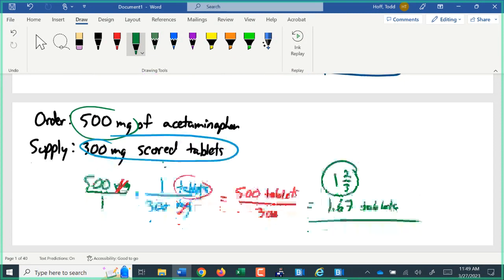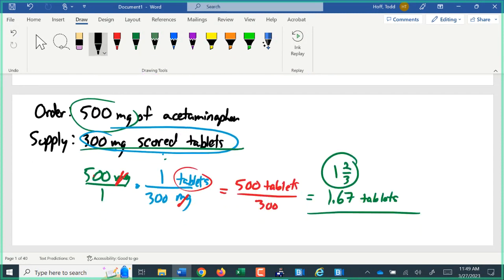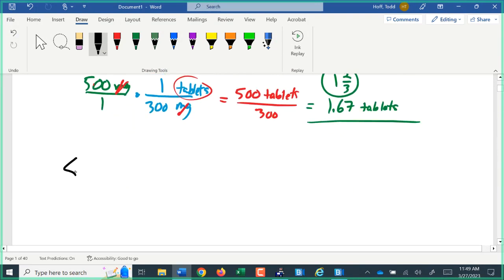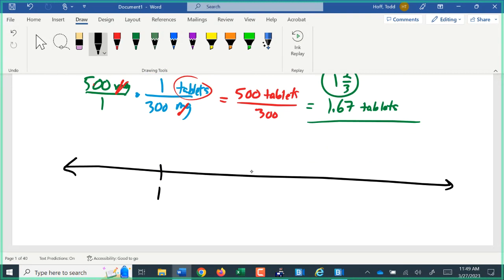So if we need to round that to the nearest half a tablet, if you recall from the first week of class, we talked about rounding as being on a number line. And so if we're rounding to the nearest tablet, the number line would be labeled to 1s. But we're not rounding to the nearest tablet, we're rounding to the nearest half tablet. So our number line is numbered in halves. And of course, I place 1.67 or 1 2/3 on it.